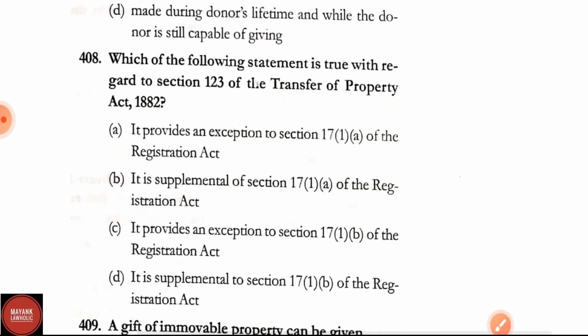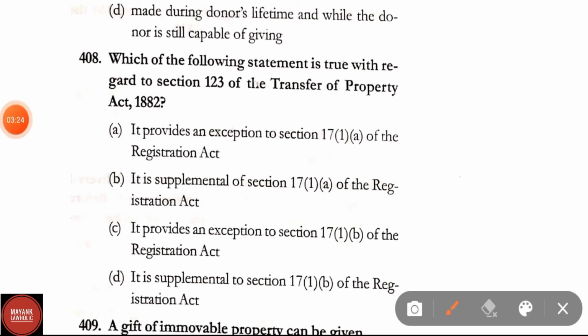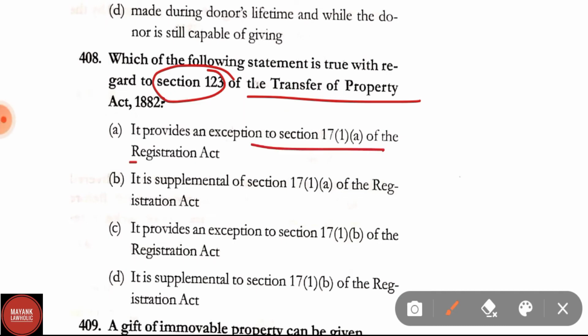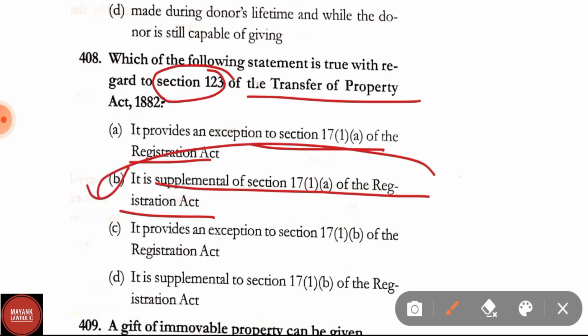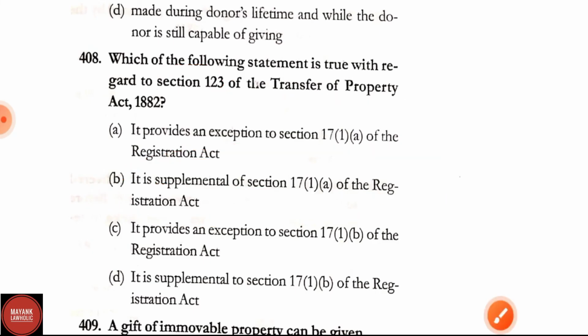Question number 408. Which of the following statements is true with regard to section 123 of the TPA? Options are: it provides an exception to section 17 subsection 1 clause A of the Registration Act; option B, it is supplemental to section 17 subsection 1 clause A of the Registration Act. Here option B is the correct answer. It is supplemental to section 17 subsection 1 clause A of the Registration Act.